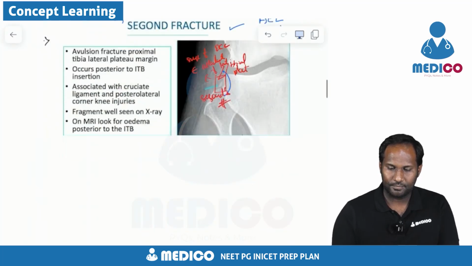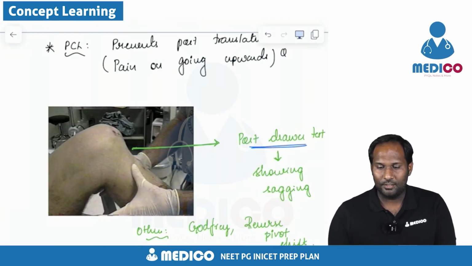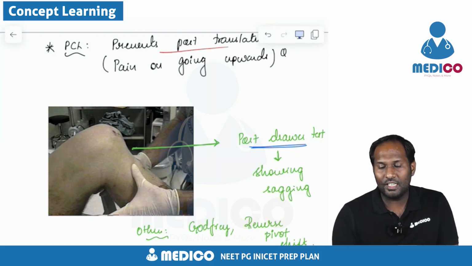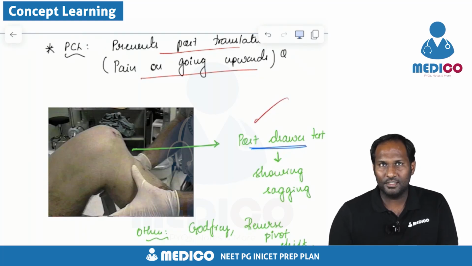The next is the posterior cruciate ligament. It prevents posterior translation of the tibia, with pain on going upwards. The important clinical test is the posterior drawer test. The others are the Godfrey test and reverse pivot shift, but remember the term posterior drawer test.